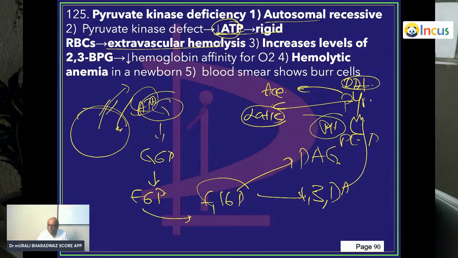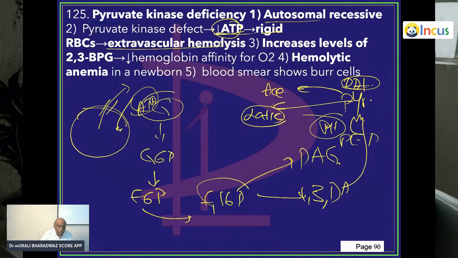What is this problem in the RBC? Like a mosquito, the spleen will kill the RBC if it has a spherical shape or if it has any Heinz body inside it, it will bite it. And if its surface is very rigid with no electrolyte movement because it can't produce ATP, it will kill it like a mosquito. That's how extravascular hemolysis occurs in the spleen in pyruvate kinase deficiency.